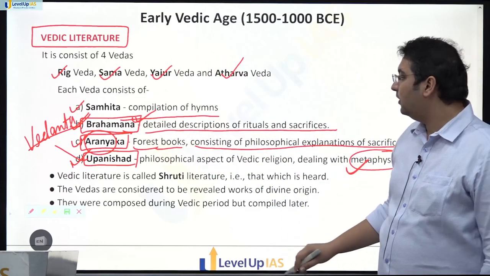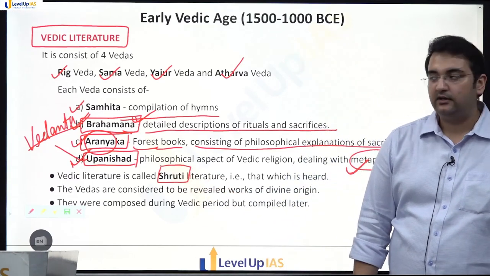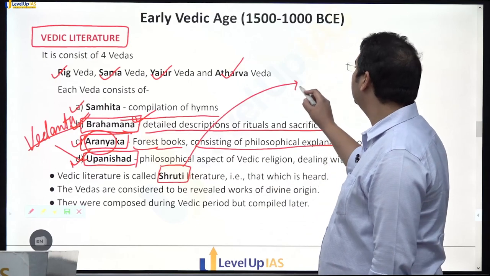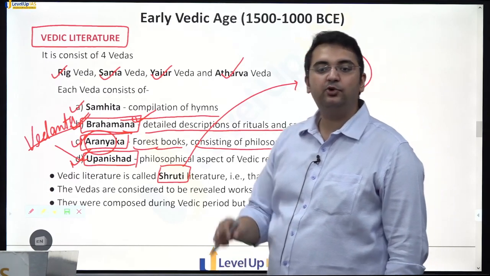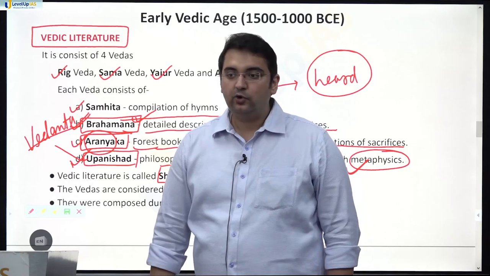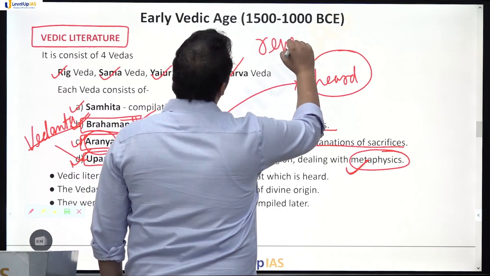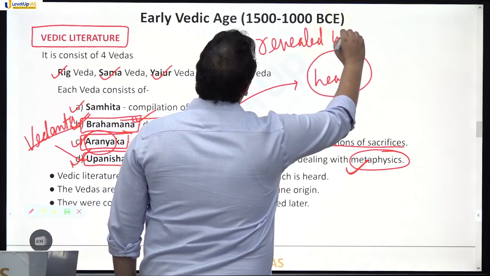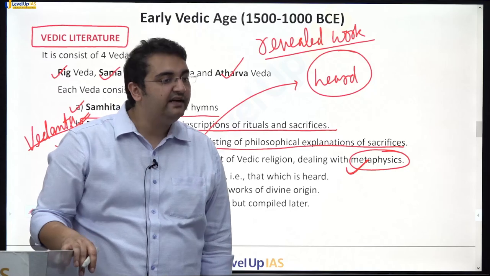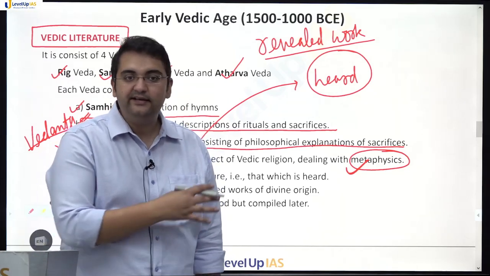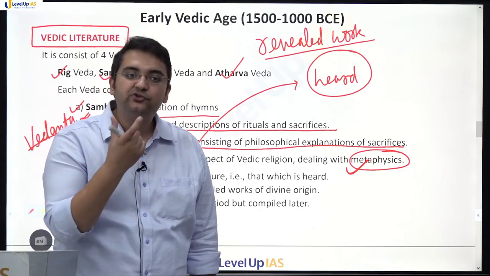Achha. Now, Vedic literature falls into the category of Shruti literature. Literal meaning of Shruti? Heard. Theek hai? Something that you have heard. Alright? So, Vedic literature falls into the category of a revealed work. Something that has been revealed directly by God to these meditative personalities, to these Mahapurushas.